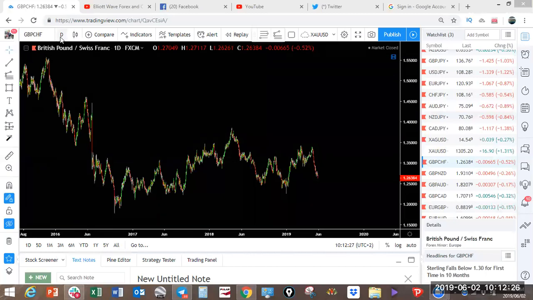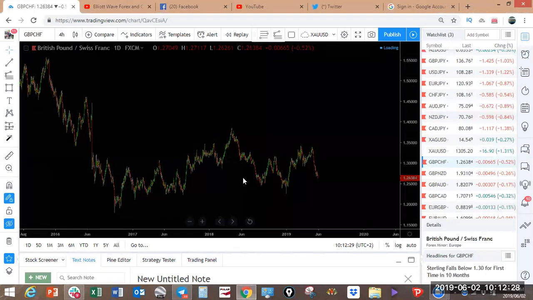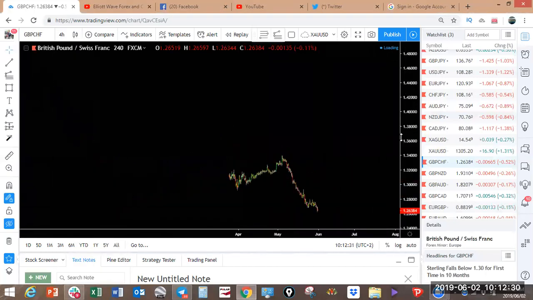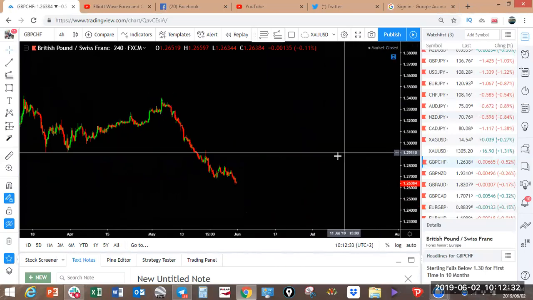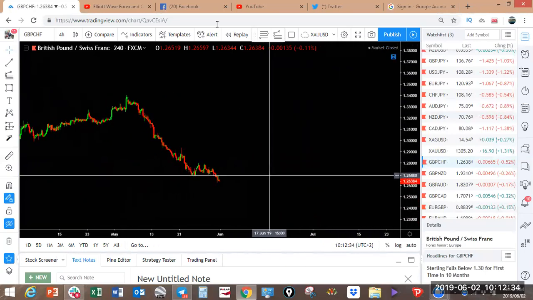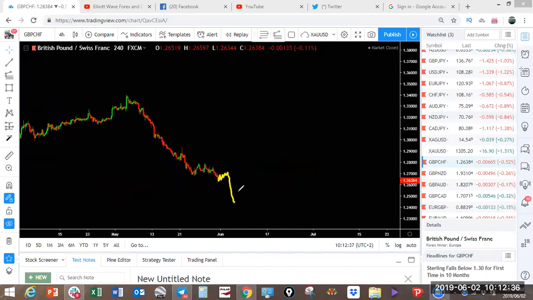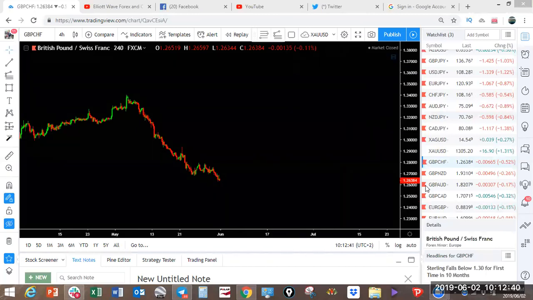Now, you look for the lower time frame, 4 or 1 hour for entries. This will keep coming down. We're looking downside. The bigger the correction, the better.